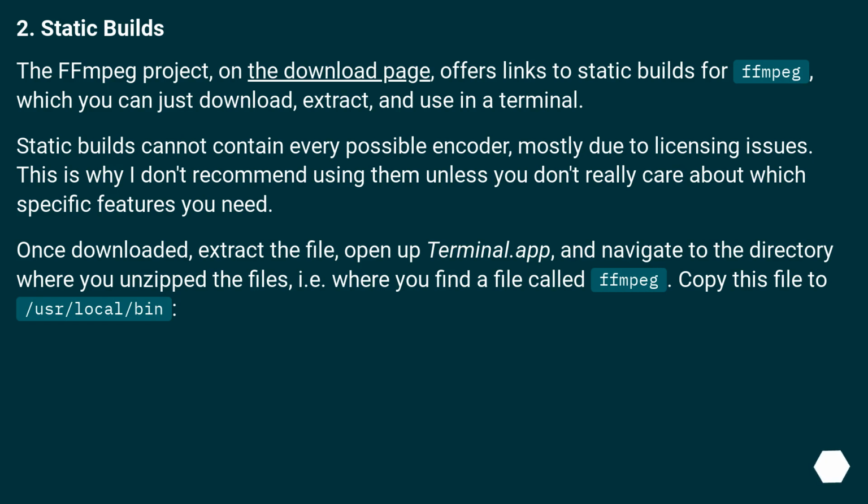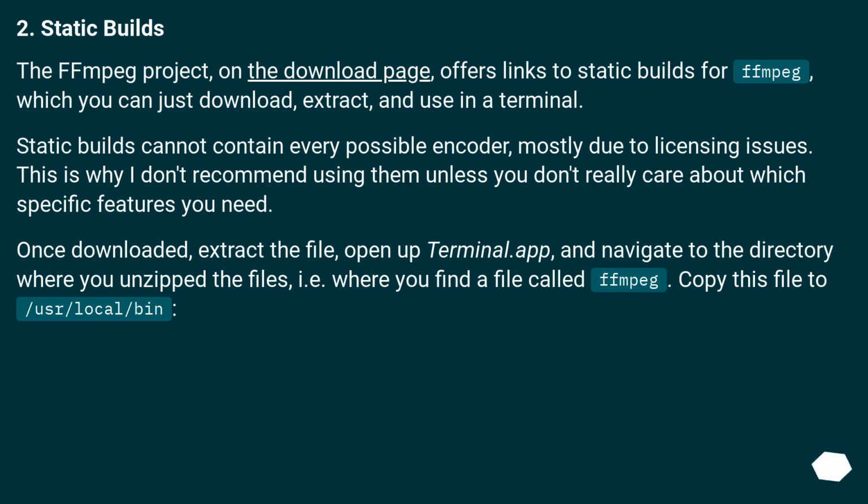(2) Static builds. The FFmpeg project, on the download page, offers links to static builds for FFmpeg, which you can just download, extract, and use in a terminal. Static builds cannot contain every possible encoder, mostly due to licensing issues. This is why I don't recommend using them unless you don't really care about which specific features you need.